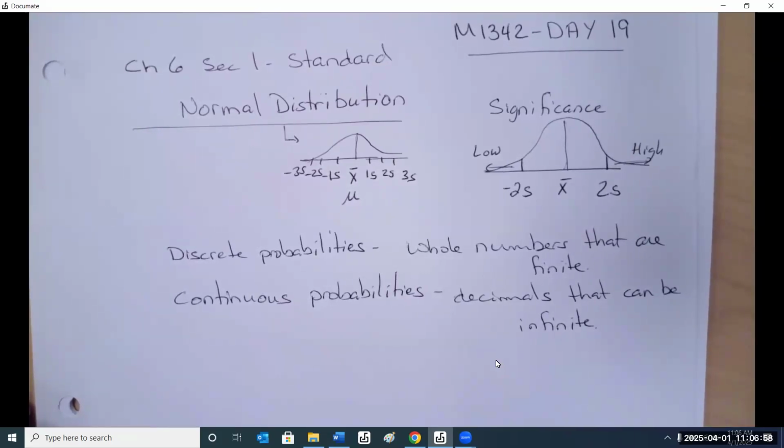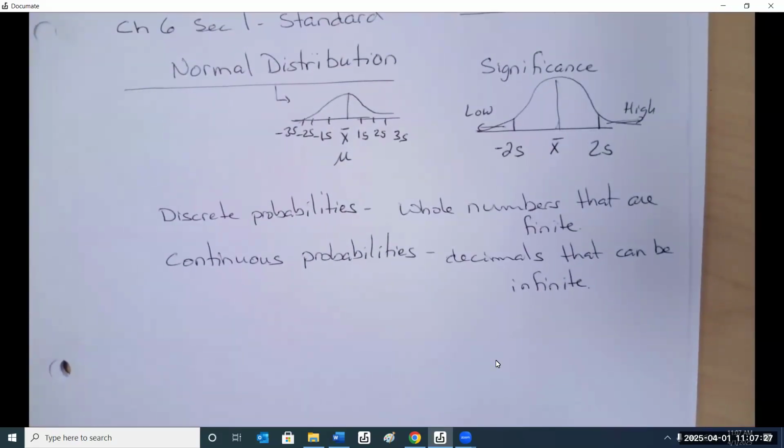For example, how many numbers are there between 0 and 1? There's an infinite number of numbers between 0 and 1. Actually, there's an infinite number of numbers between 0.01 and 0.02. There's an infinite number between there. So now when we talk about continuous functions or probabilities, it could be any value we want to.